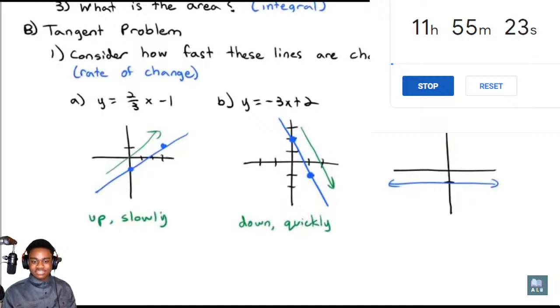And that's going to be different than this third graph, which really isn't going up or down. It's kind of flatlined. So we'll say this is a flat.